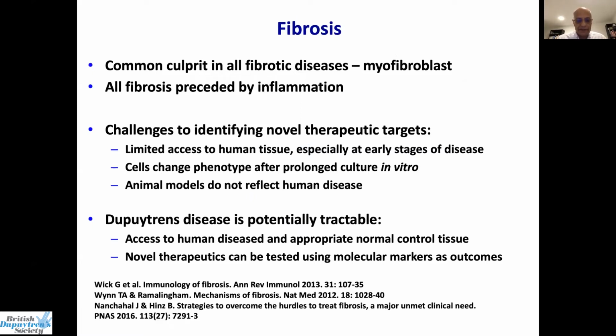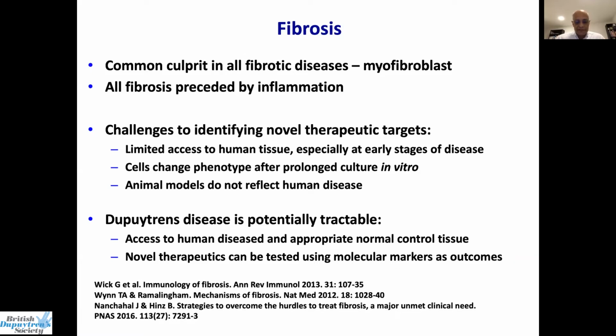So this produces the extra matrix, the collagen, etc., and also contracts it because it's got the same contractile elements as smooth muscle cells. Now, in a lot of fibrotic diseases, for example in the lung and the liver, it's very difficult to access human tissue. So people have been using animal tissues, but that doesn't really reflect human disease. And this is one of the challenges in developing therapeutics for fibrosis.